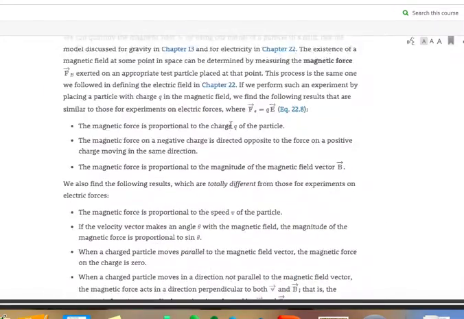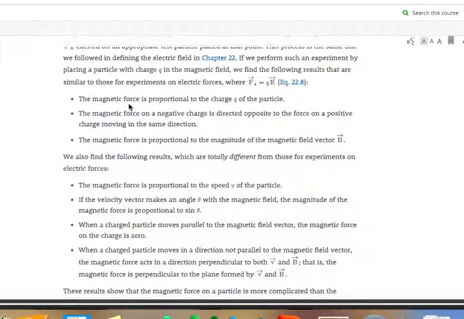So let's go back to those rules. These are the similarities between the electric force and the magnetic force. Magnetic and electric force are proportional to the charge. Magnetic and electric force on a negative charge is directed in the opposite direction of a positive charge, so it's directional, it's still a force, so it's a vector. And the magnetic force is proportional to the magnitude of the magnetic field, just like the electric force was proportional to the magnitude of the electric field.